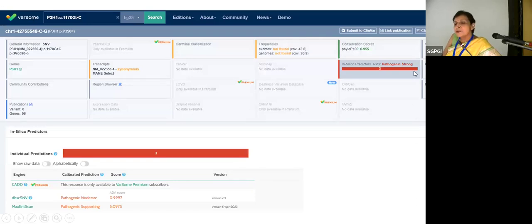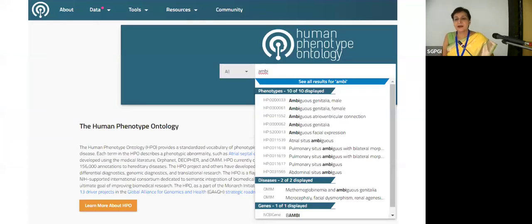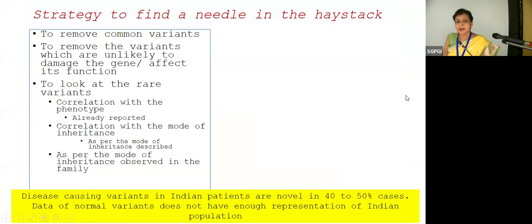in silico pathogenic, showing pathogenic strong. So these various tools you should use to make your diagnosis. And while sending samples, remember that if you can give the laboratory these HPO terms, that will be very, very useful. And these are important for computerization.